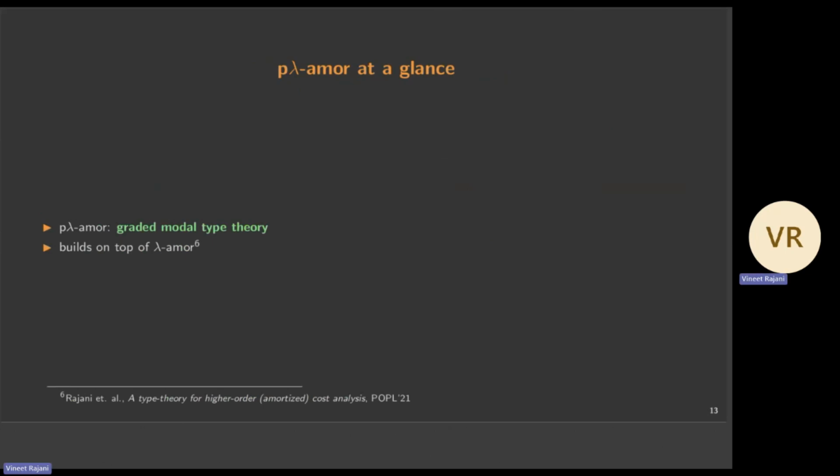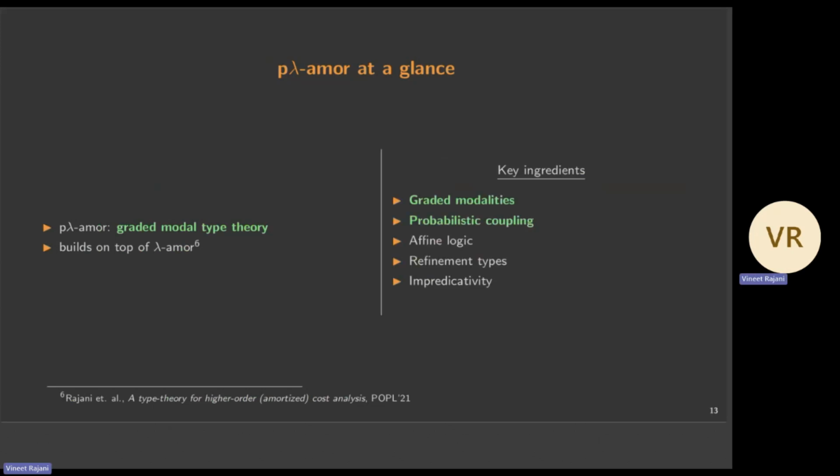So we achieve this goal by building P lambda amor, a graded modal type theory for proving these kind of bounds. P lambda amor builds on our prior work from POPL 21 called lambda amor, where we tackled a similar problem of cost analysis in a deterministic setting. Now there are several ingredients that go into building P lambda amor, and today I will only talk about two of them, graded modalities and probabilistic coupling.